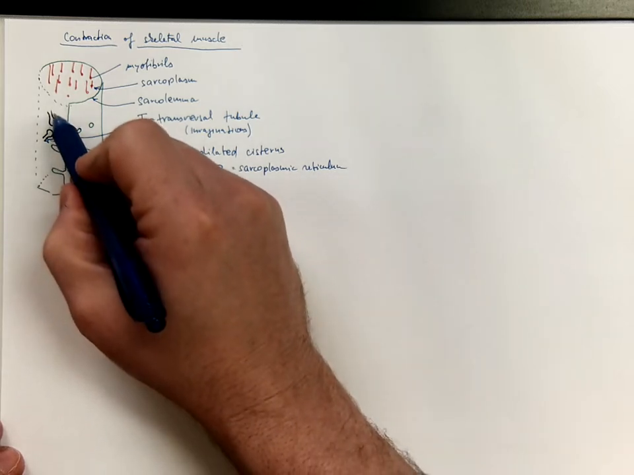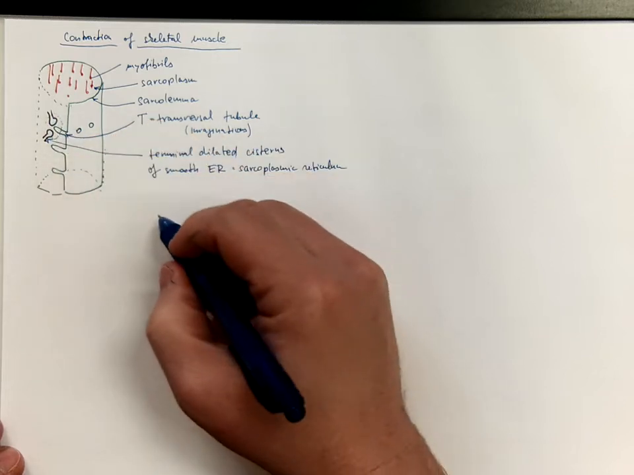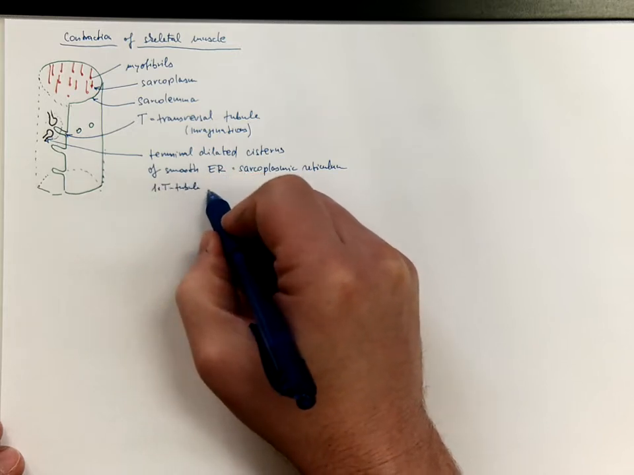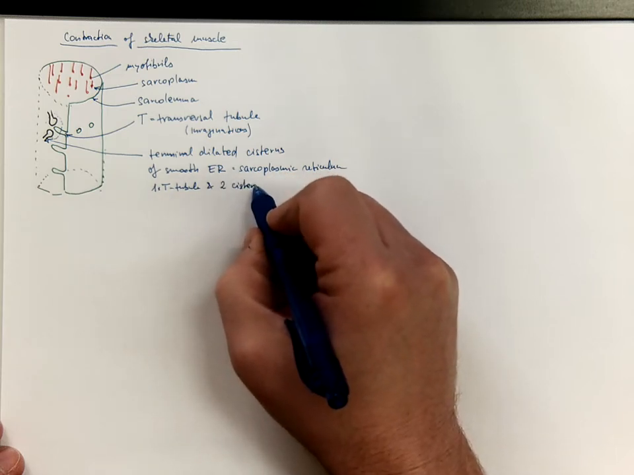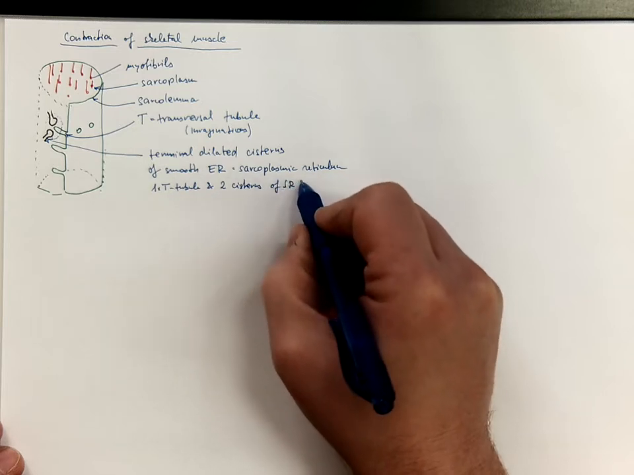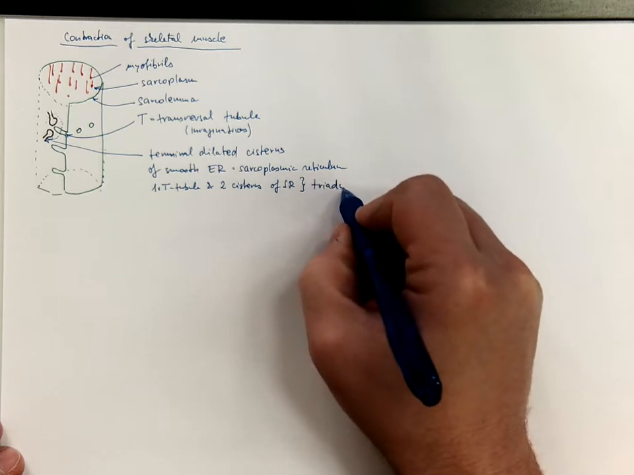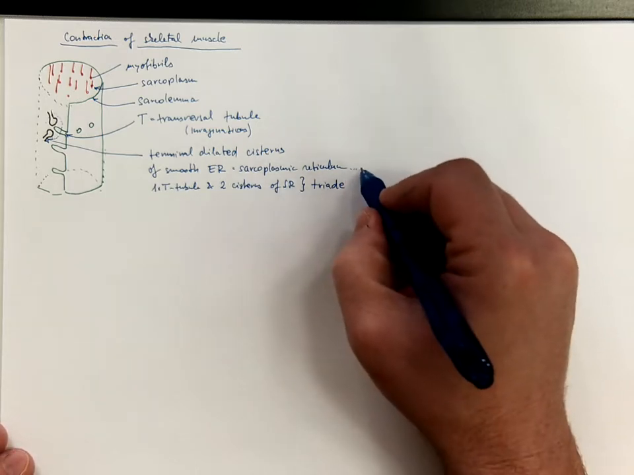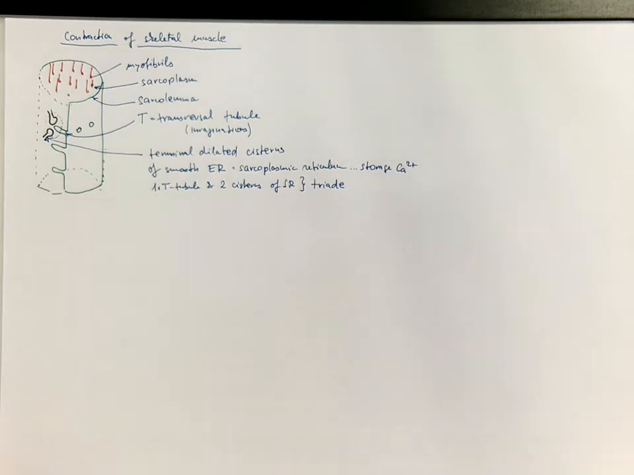Statistically, one T-tubule is linked with two adjacent terminal cisterns. So one T-tubule and two cisterns of sarcoplasmic reticulum form an associated structure called triad. This sarcoplasmic reticulum stores calcium ions inside. Why and how is this relevant to the contraction?